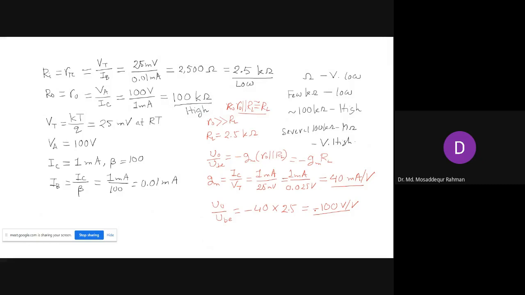So the common emitter amplifier has quite a high gain. With IC of 1 milliampere, you get a voltage gain of 100. If you take IC as 2 milliampere, then the gm will be 80, and the gain will be 200. So this is how we can adjust the gain, by fixing the value of IC.